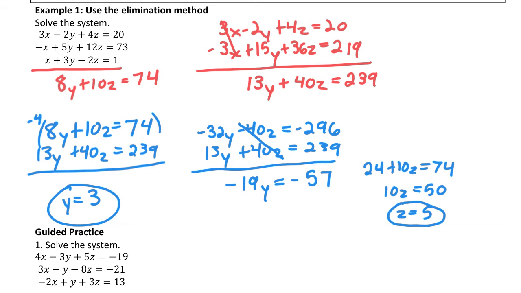Now we still got to find x. So I'm going to go all the way back into one of my very original equations. I'd plug into equations 1 or 2 or 3, I guess. So let's plug into equation 3. This would be x plus 9 minus 10, since y is 3, z is 5, and that equals 1. So x minus 1 equals 1.